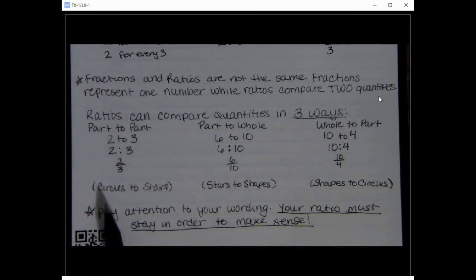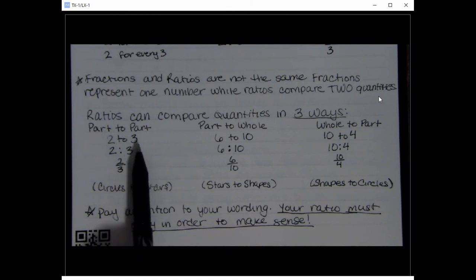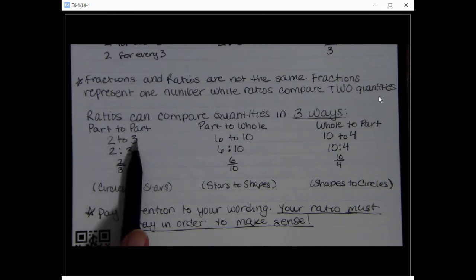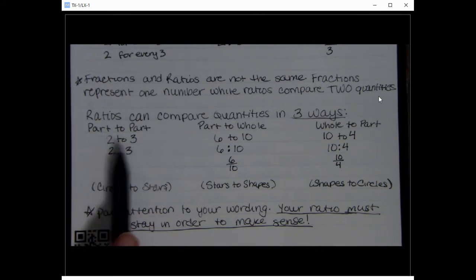Again, it's super important to make sure that your words are in the right order because we want to know what these numbers mean. So if I'm just given 2 to 3 without any background knowledge, I don't know what I'm comparing. But if I write circles to stars, I can see that I have 2 circles to 3 stars. If I do not have that, I don't know what 2 and 3 mean. So it needs to make sense. You can't switch up the order. It has to be exact.